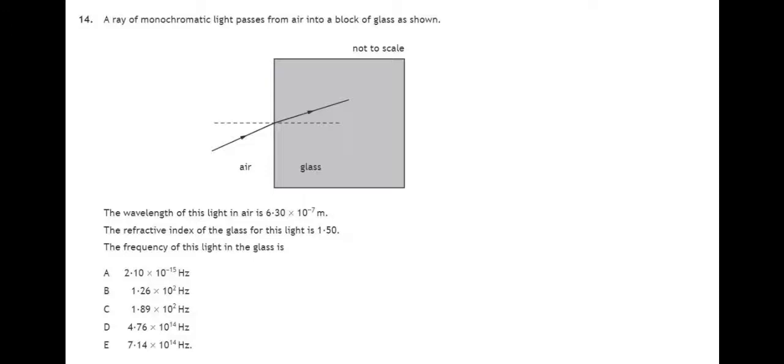What we need to understand is that the frequency of the light does not change as it moves from one material to another. As the light goes from air into glass, its speed will decrease and its wavelength will decrease by the same factor. So the frequency, which is the ratio of speed to wavelength, is going to be constant. The frequency does not change. So if we work out the frequency of the light in air, we have worked out the frequency of the light in the glass as well.